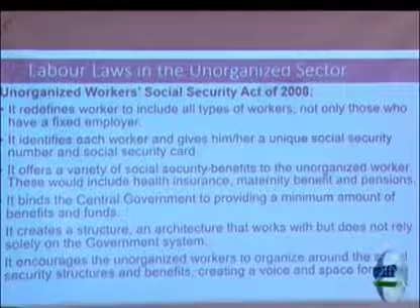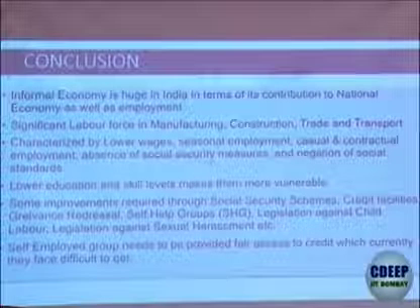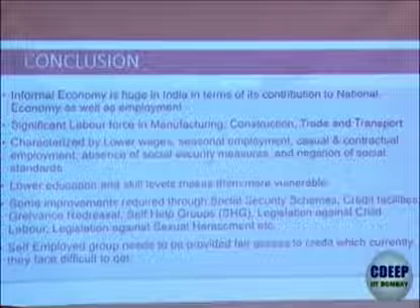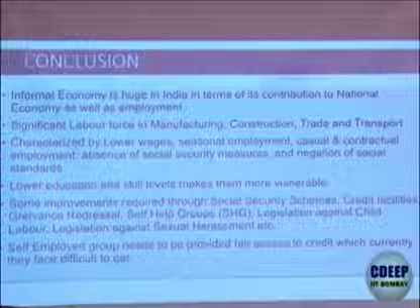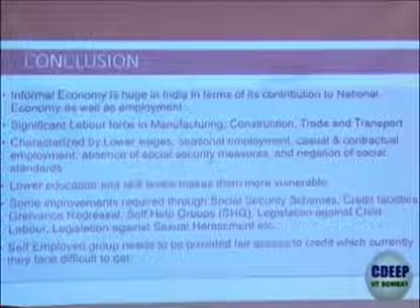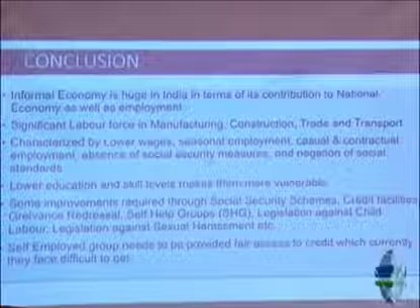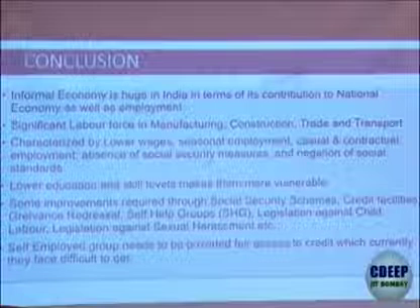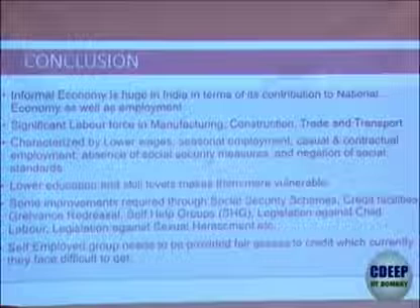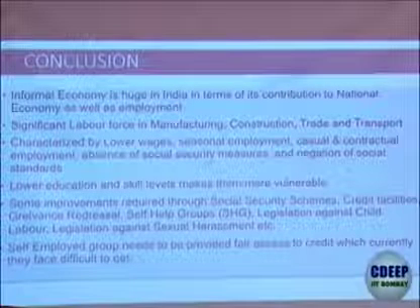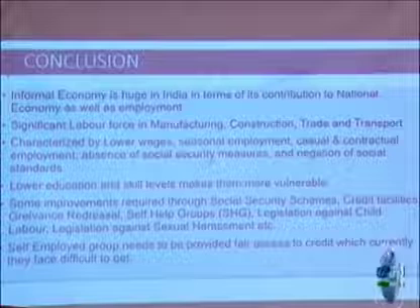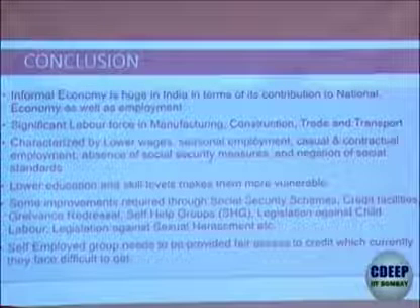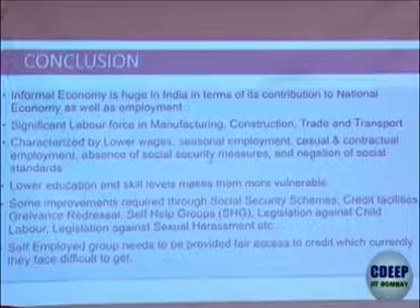The index shows that. So to conclude, the informal economy is huge in India in terms of contribution to its national income as well as employment, and most of the significant labor in this unorganized sector is in manufacturing, construction, trade, and transport. The most prominent characteristics are lower wages, seasonal employment, casual contractual employment, absence of social security measures and negation of social standards. Because of lower education and lower skill levels, they are more vulnerable to exploitation. Some improvements required are through social security schemes, self-help groups, and legislation against child labor. And again, we reiterate the point that they need some kind of fair access to credit when they are providing such a large contribution to the Indian GDP.